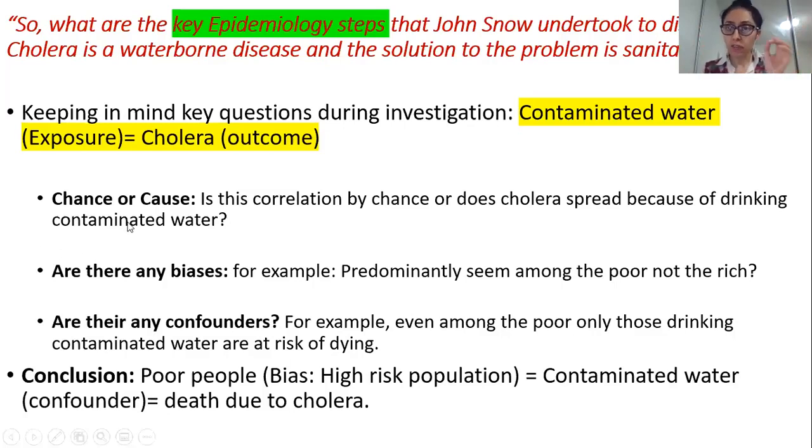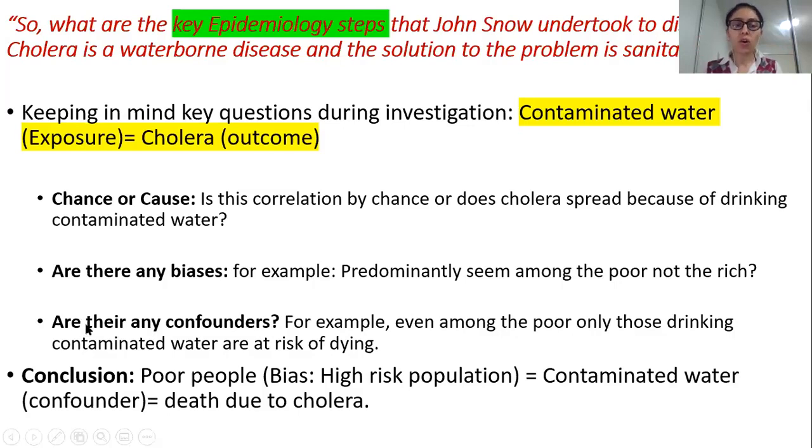So the first thing which John Snow kept in mind was, is this correlation between contaminated water and the outcome just a matter of chance, or is it actually causing the disease condition, drinking contaminated water? Then he investigated, are there any biases? Meaning, is the disease condition only affecting the poor, or only the illiterate population, or only a particular ethnic background? These are the kind of biases he investigated further.